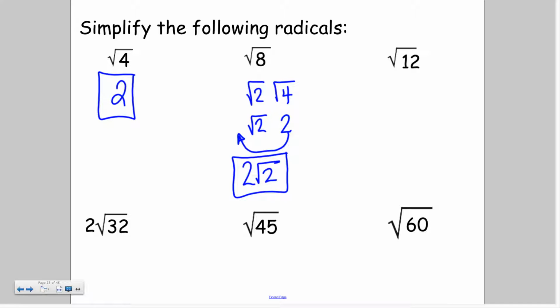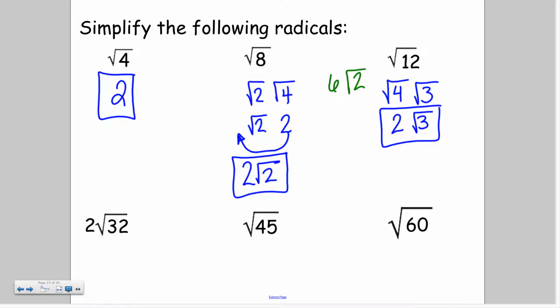All right, square root of 12. So I have the square root of 4, square root of 3. 4 is a perfect square, which is 2. 3 is not, so I'm going to leave it. Now you can factor this another way, 6 and 2, but then you can factor 6 on down to 2 and 3. Let me just show you real quick.